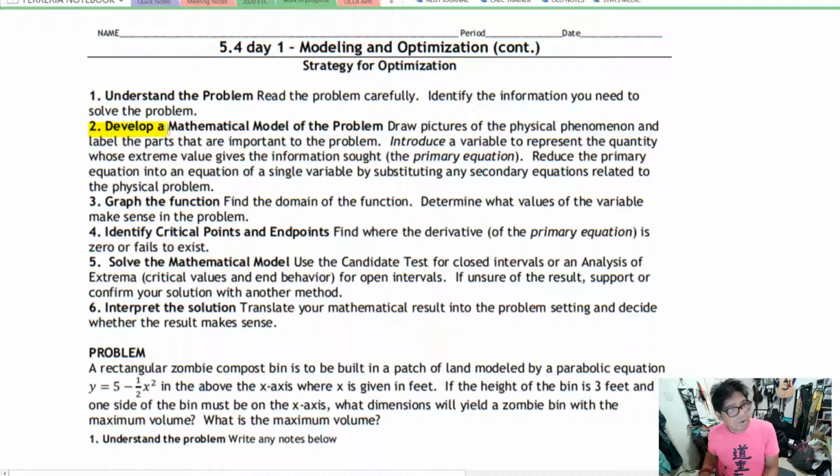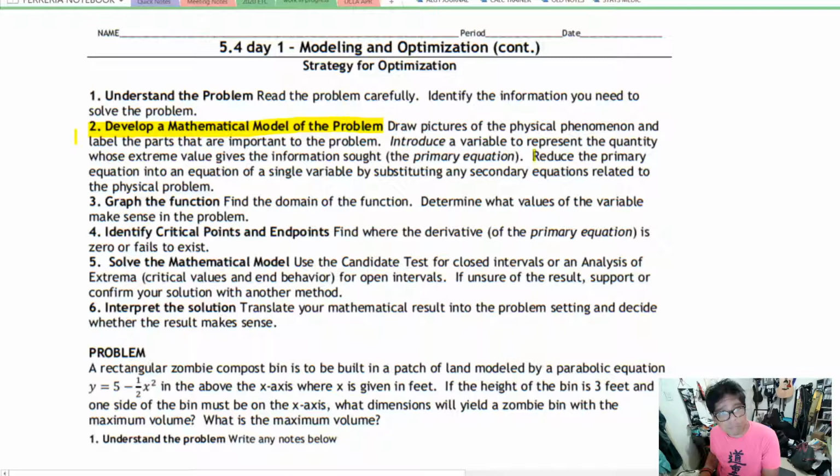Next, you're going to develop that mathematical problem. You're going to draw pictures of the physical phenomenon. You're going to introduce variables to represent the quantity whose extreme values gives the information sought. We're going to call that the primary equation. And we're going to reduce that primary equation to a single variable.